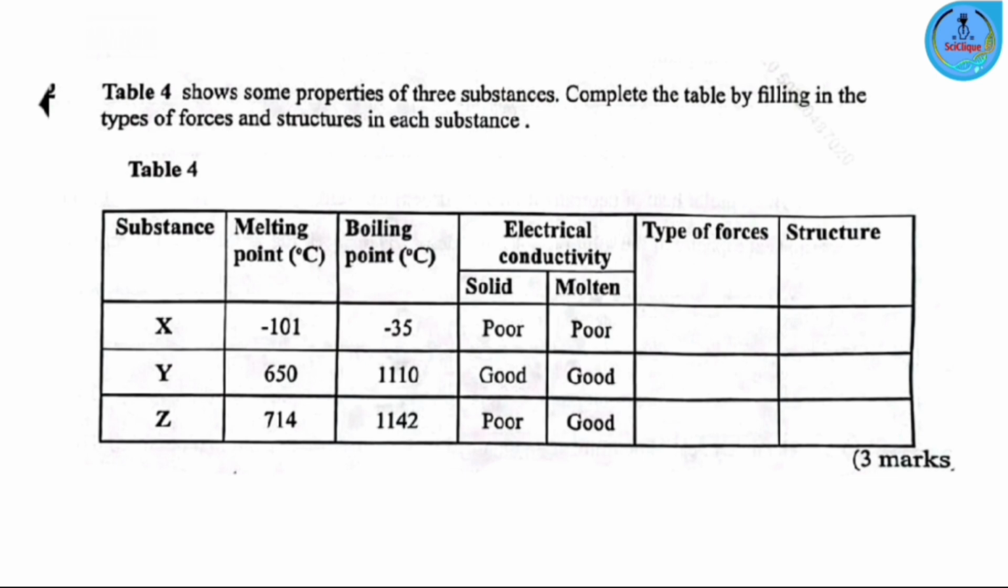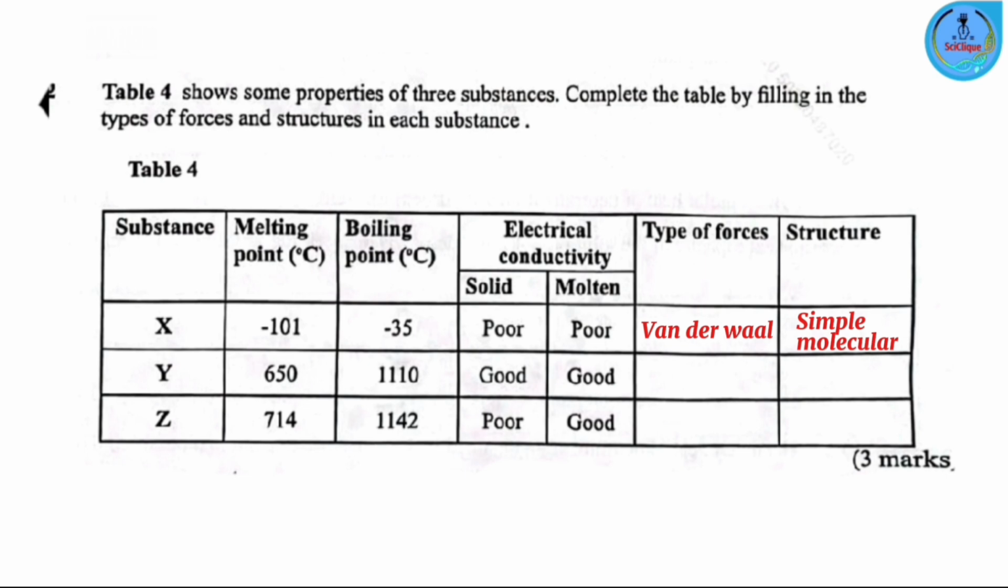Okay, let's look at X. In the case of X, this is a poor conductor in the solid and molten state. So this is actually a molecular substance. So the type of forces that are going to be present are van der Waals forces. The structure is a simple molecular structure. Why am I saying it's a simple molecular structure? Look at the low melting and boiling points. Why?